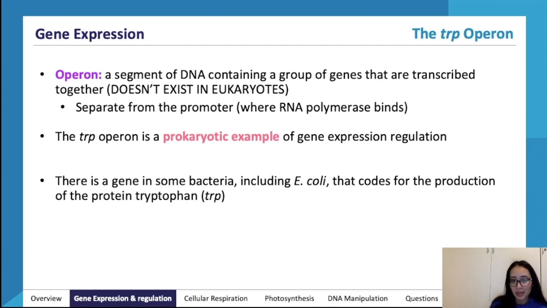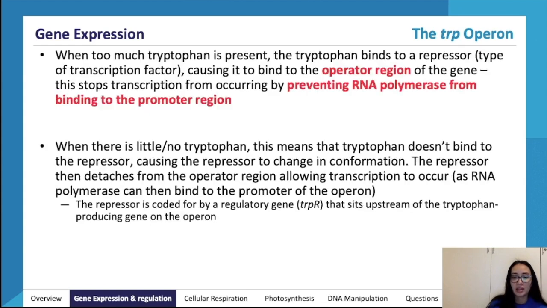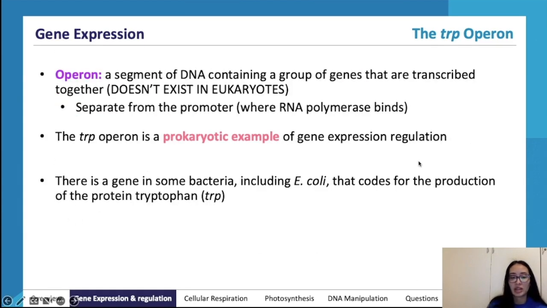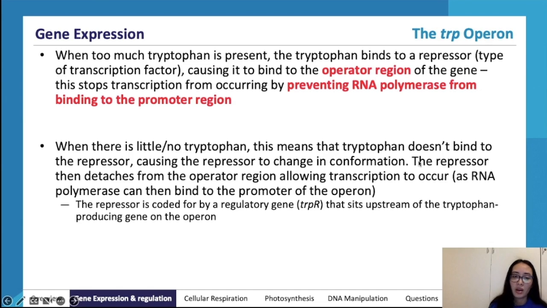There is a gene in some bacteria, including E. coli, and this encodes for the production of the particular protein tryptophan, also known as TRP. When too much tryptophan is present, we have tryptophan binding to a repressor. This tryptophan molecule binds to the repressor and activates it, and once it's in this activated conformation, it can then bind to the operator region of a gene. This will prevent transcription from occurring and prevents RNA polymerase from binding to the promoter region.